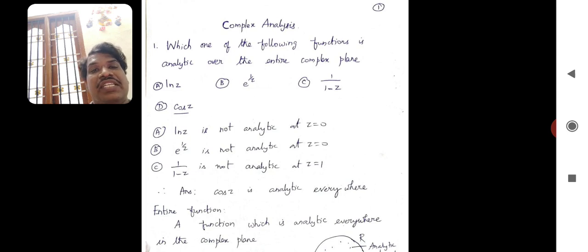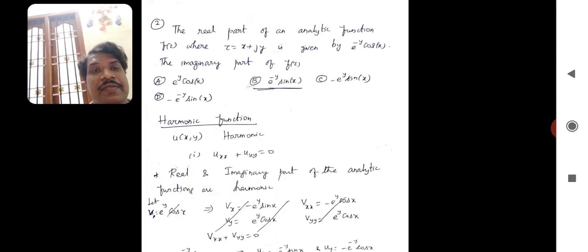The last choice is cos z, and the derivative of cos z is minus sin z, which exists at all points on the entire complex plane. So f of z equals cos z is the function which is analytic over the entire complex plane. Therefore option D is correct. F of z equals cos z is an analytic function over the entire complex plane. So we are going to the second question.